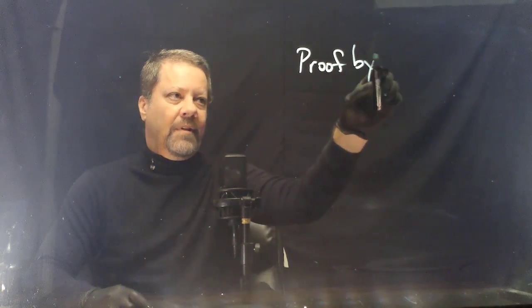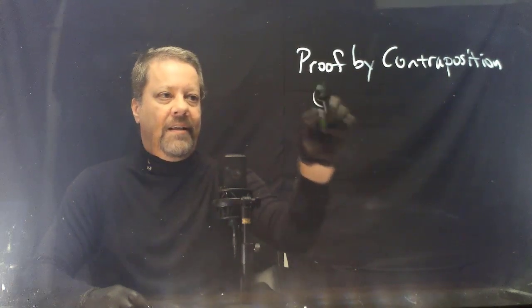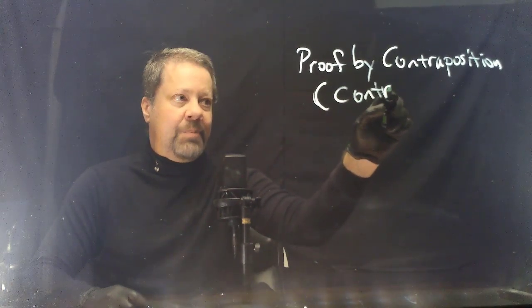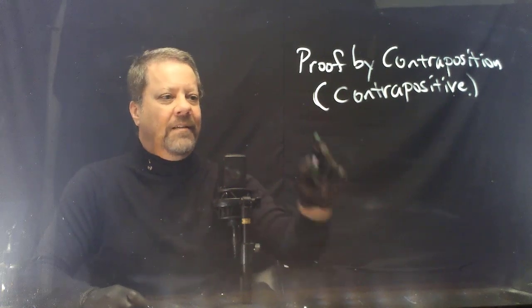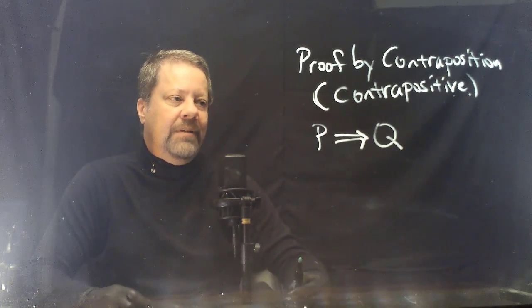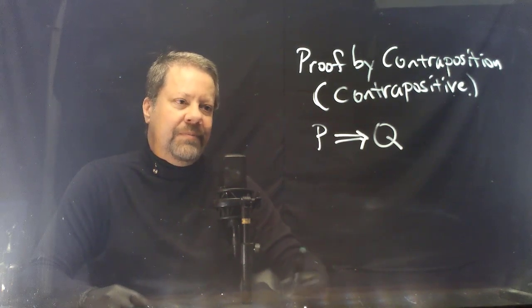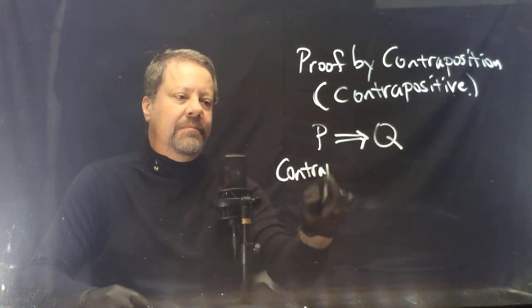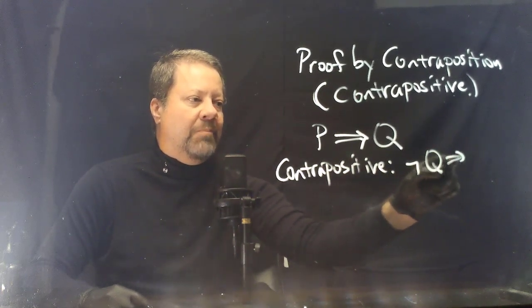Another common proof technique is proof by contraposition, i.e. using a direct proof of the contrapositive. If you have a theorem, P implies Q, an implication in this form, the direct proof would assume that P is true, and then from that, try to prove that Q is true. The contrapositive would be not Q implies not P.